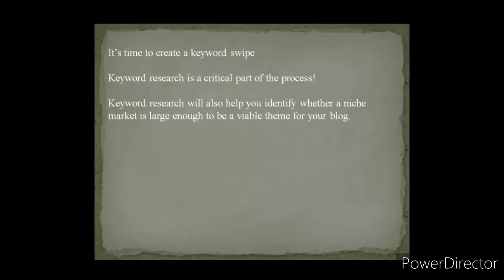If you are new to the idea of all this, rest assured that the process is actually incredibly simple, and better yet, by following this step-by-step action plan, you will be able to create as many different keyword lists as you need in a matter of minutes. Keyword research will also help you identify whether a niche market is large enough to be a viable theme for your blog, and by knowing what people are typing into the search engines and searching for, you can create content around those requests, making it exceptionally easy to pull in organic traffic from the search engines.